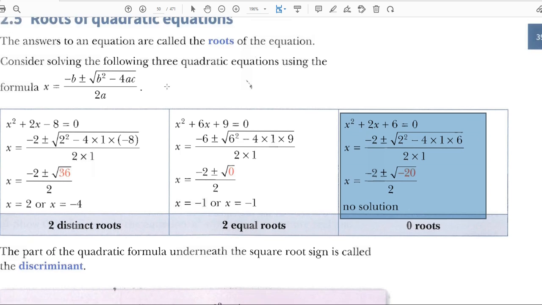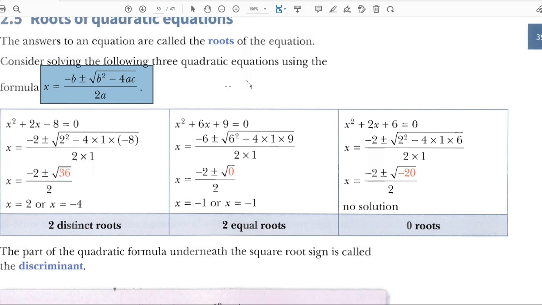This is the quadratic formula. x is equal to minus b plus or minus the square root of b square minus 4ac, whole upon 2a.